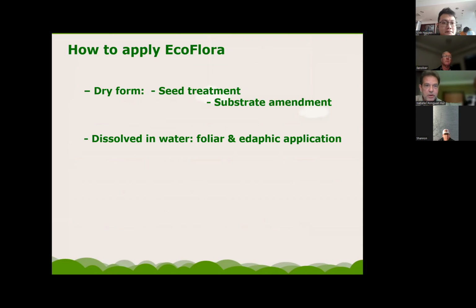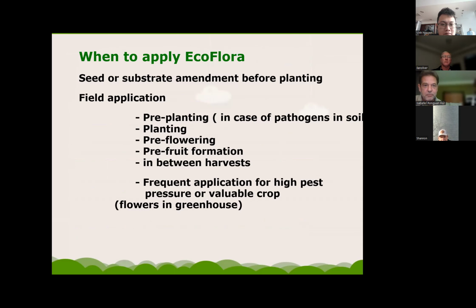We can apply the product in a dry form directly to the seeds or the substrate, or we can dissolve it in water and apply it either to the leaves or the soil. Obviously, the seed application is fantastic, because that's where you use the least amount of product. You go to the target place. Also, you don't leave the seed unprotected from the start. Then you want to do applications in the moments where the plant has the highest energy demand, at pre-flowering, pre-fruit formation, and in between harvests.